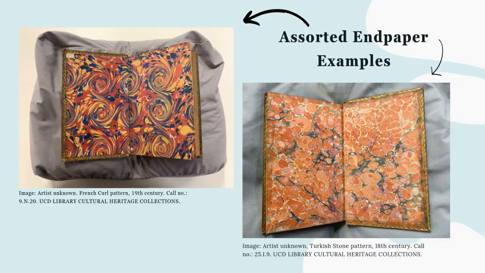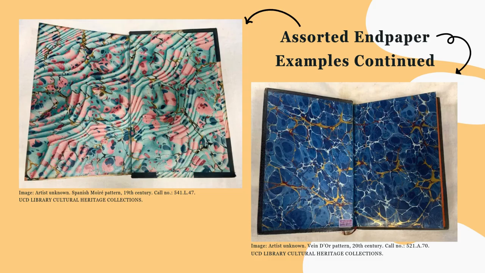Now let's look at some of the examples in the historical end papers I just mentioned. Here you will see the French curl pattern on the left and a Turkish stone pattern on the right. We can also look at the Spanish moire pattern on the left and the vein d'or design on the right. These would have been made in a similar fashion as other forms of marble printing.